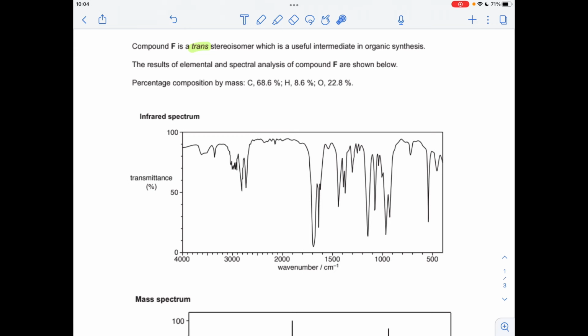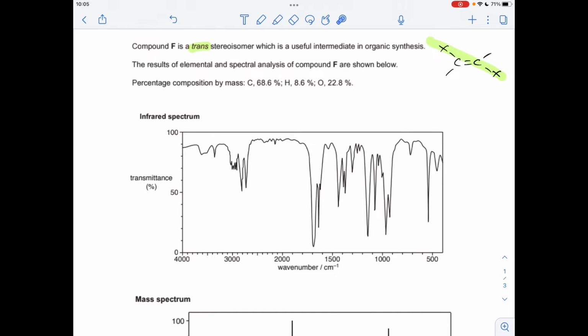So we're told that compound F is a trans stereoisomer. That means we've got to have a carbon-carbon double bond in the molecule, and we're going to have two identical atoms or groups of atoms on diagonally opposite sides of the carbon-carbon double bond. So we'll need to factor that in when we've got the structure sorted.